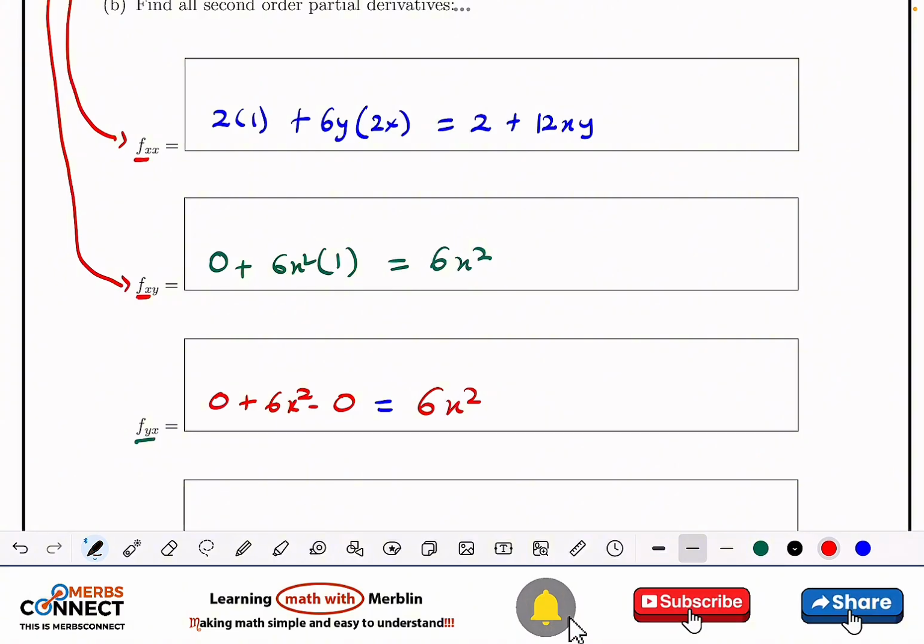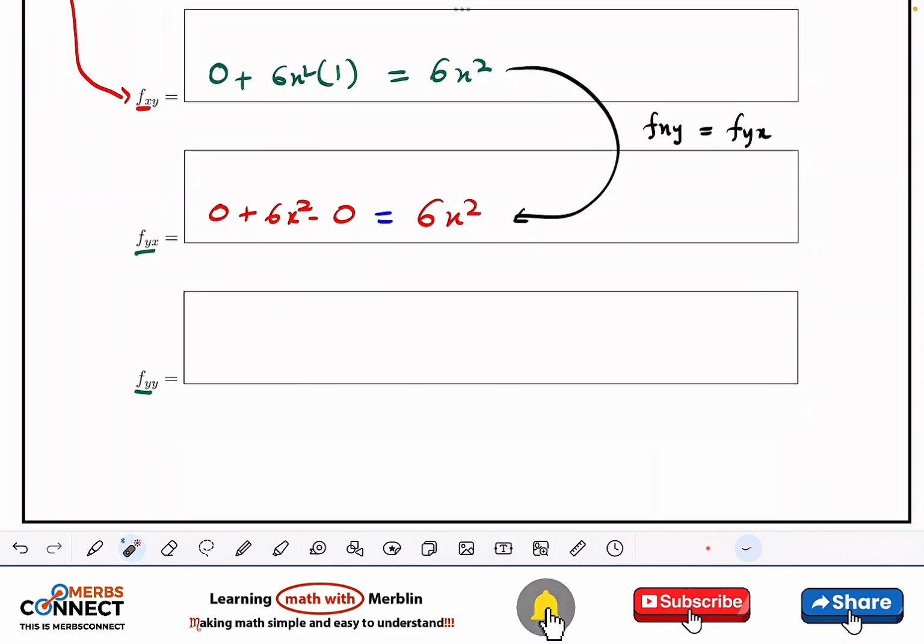And you can see that this one is the same as this one. So we are saying that f_xy is the same as f_yx, symmetric, right? So if we don't get this to be the same as this, then there's something wrong from there.